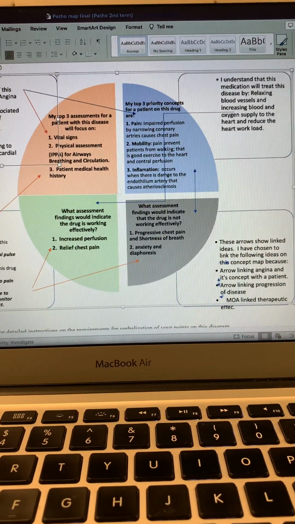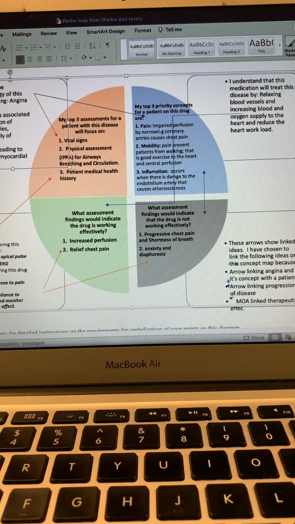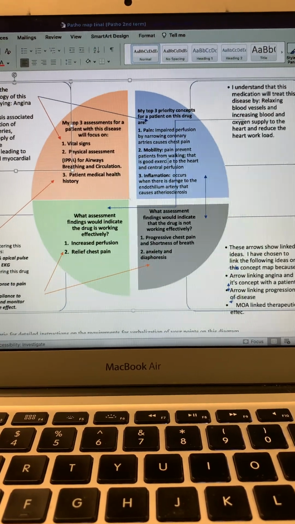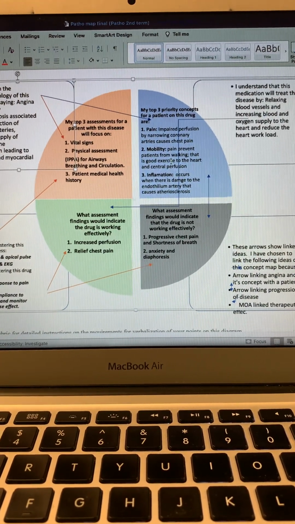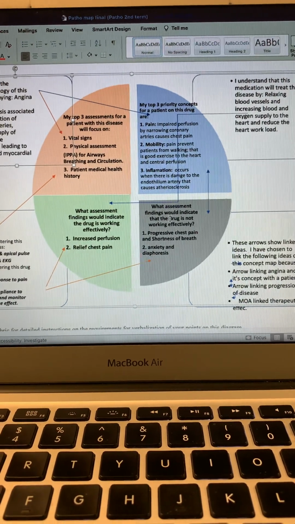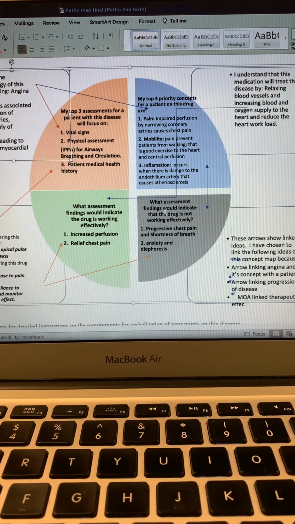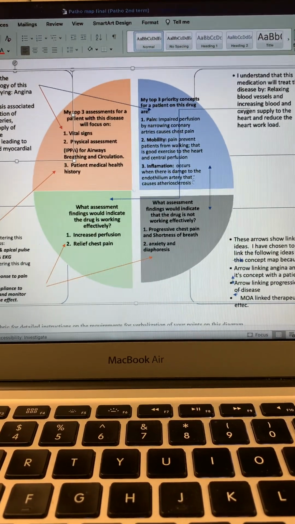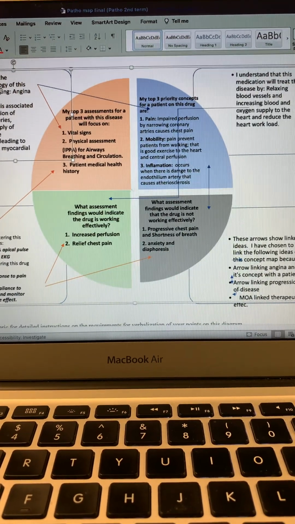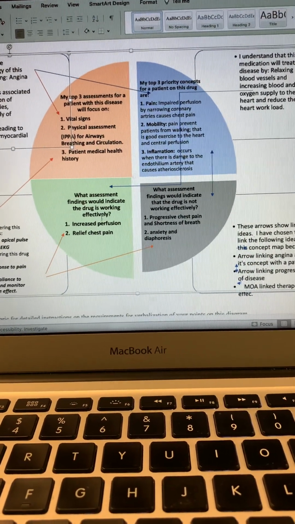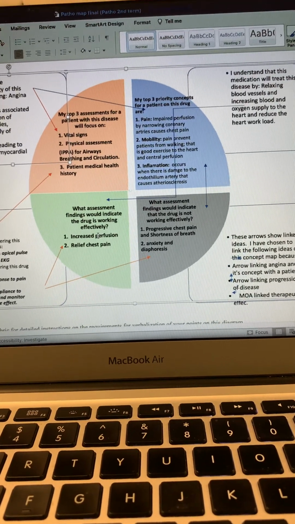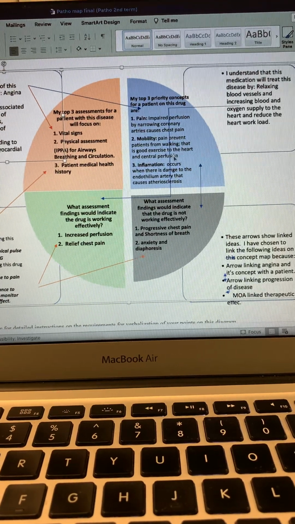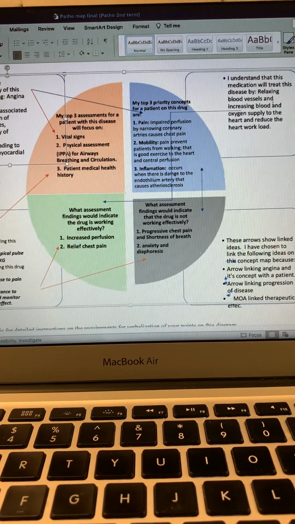So how are these two connected? The blue house and the gray house: here you have the concept that is related to the pain of angina, and here you have how the medication is not working, the symptoms and the progression of the disease. They are all connected with the pain of angina coming from the pathophysiology. So when there is increased perfusion, if the medication is working, it is linked to how I understand the medication is working.